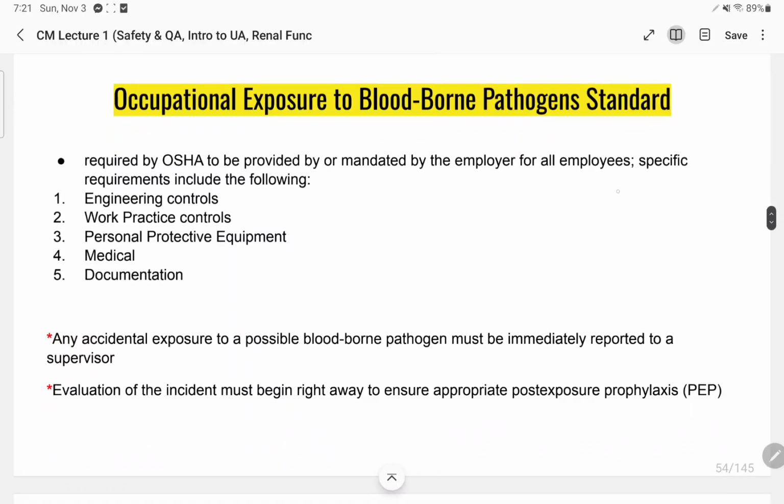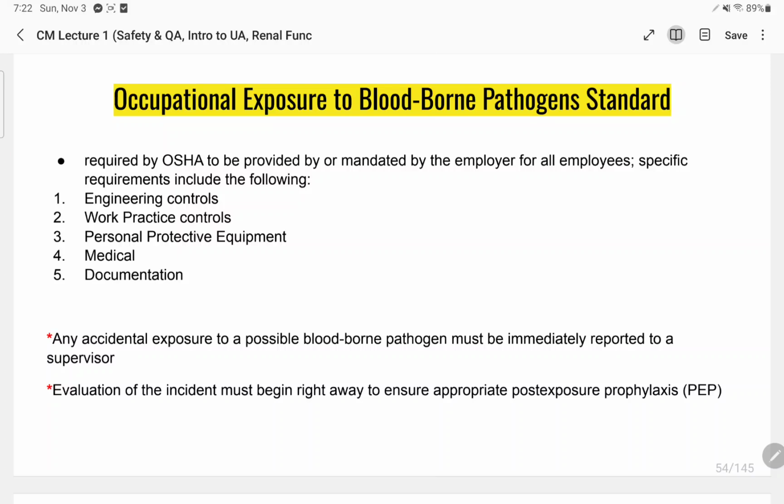Okay, so the occupational exposure to bloodborne pathogens standards. What are the standards that we follow? Daily, we are exposed to bloodborne pathogens. According to OSHA, the employer should mandate and provide these standards for all employees. So, what are these requirements?